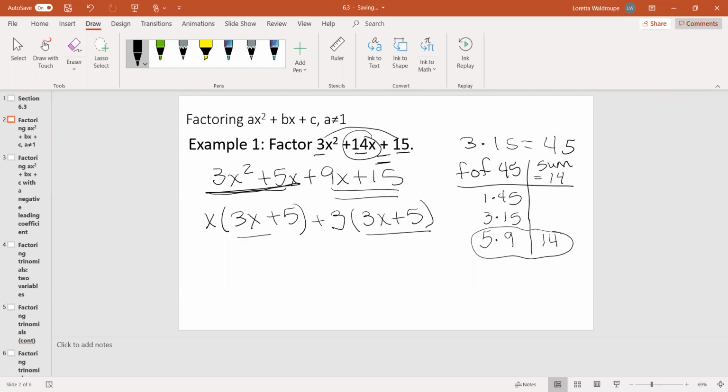Now you notice I've got a binomial common term. Both of those have 3X plus 5. So I bring it in front. And if I take that out, what do I have left? The X plus the 3. And you're done. Let's look at another one.